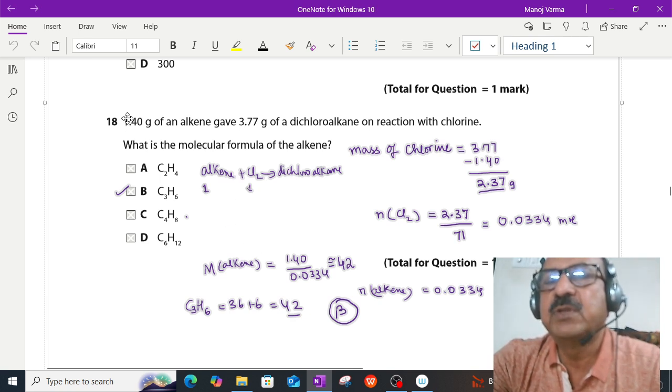And then if you divide the mass of the alkene by its number of moles, you will get the molar mass, which is approximately 42. And the molecular formula C3H6, that is 36 plus 6, corresponds to 42. Therefore, the answer will be B. So that was a difficult question, because how to know the moles of alkene, that was the problem.